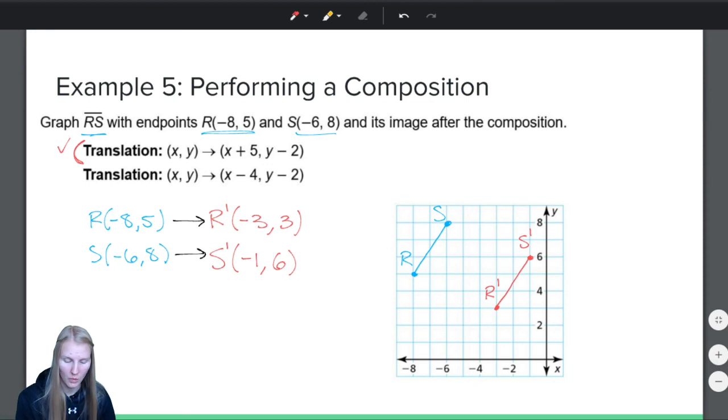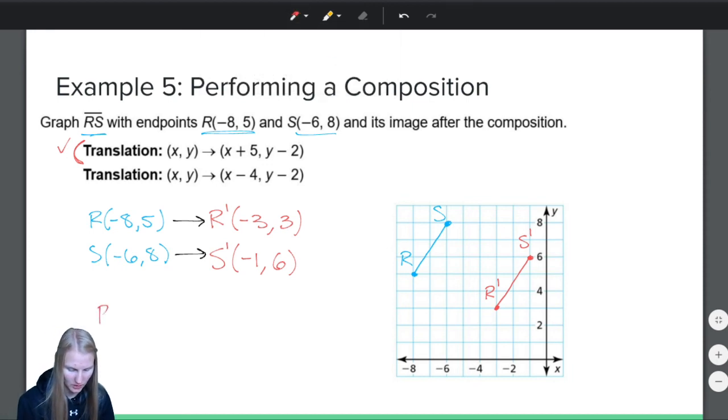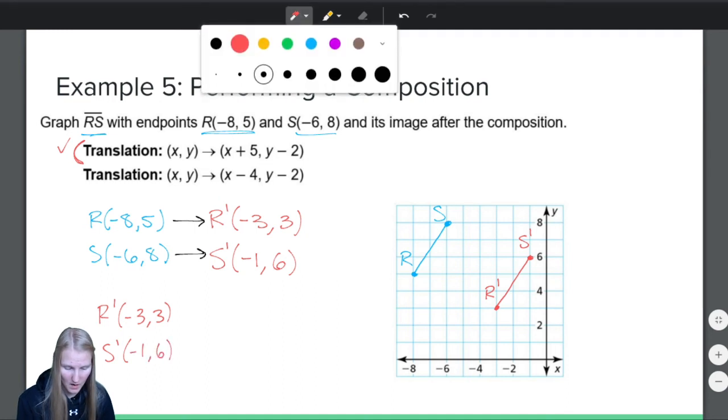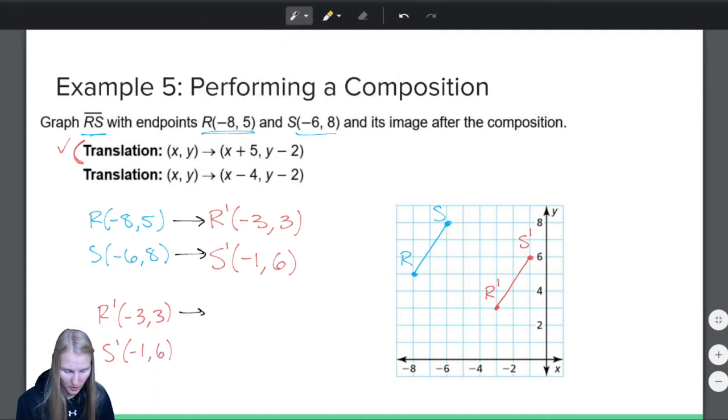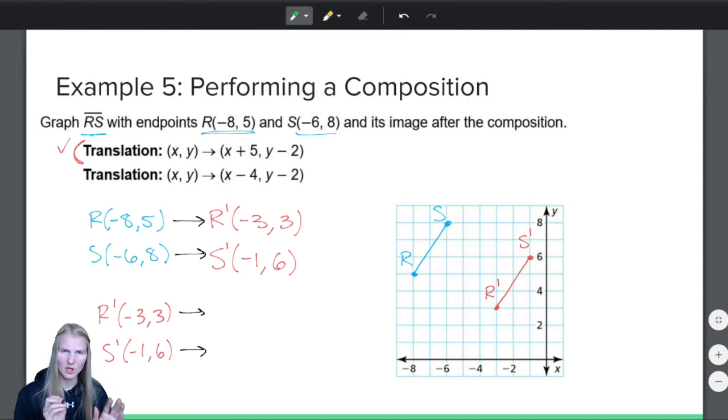Done. What about our second translation? So now we're going from R prime and S prime. Now we're going to a different shape. And I'm going to do this one in green. We're going to a different shape using another translation. X minus 4, y minus 2.